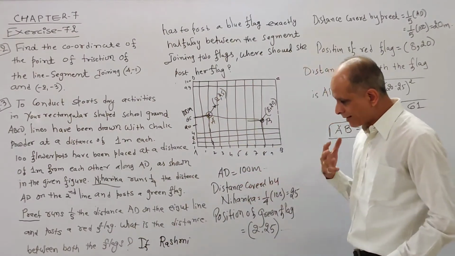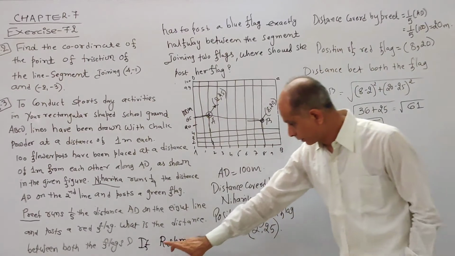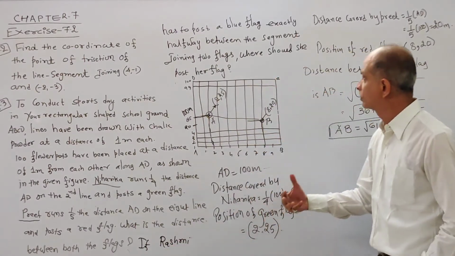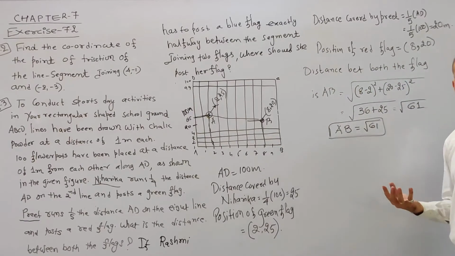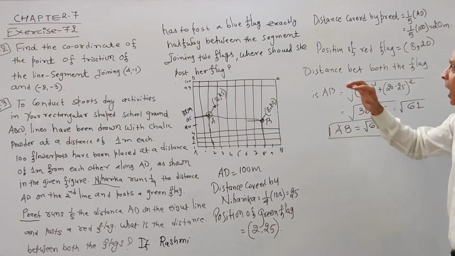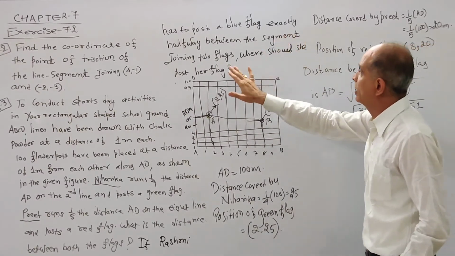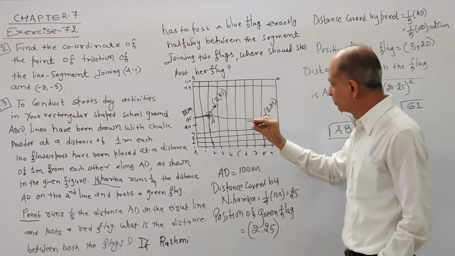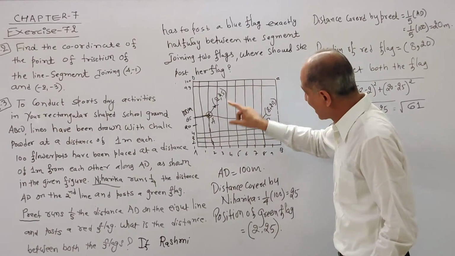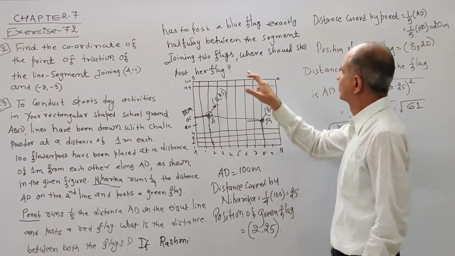You know, there is another question. If Rasmi, another student, has to post a blue flag exactly halfway between the segment joining the two flags. So Rasmi wants to post a flag exactly between AB.